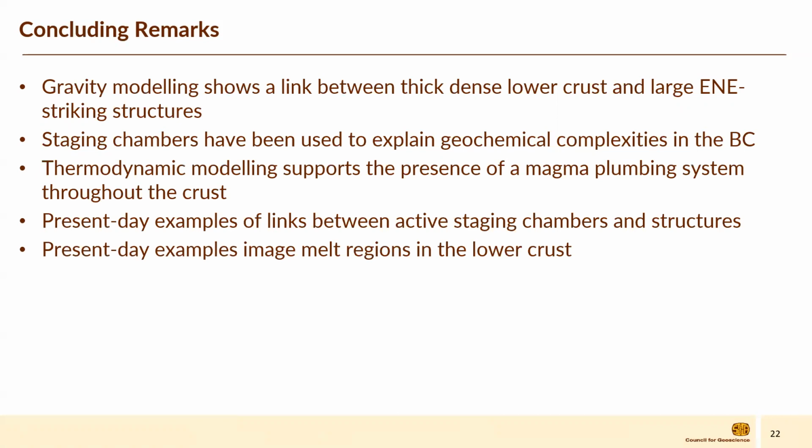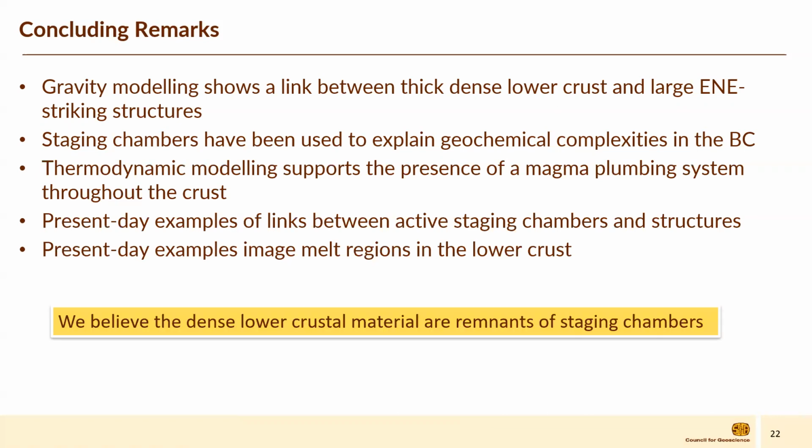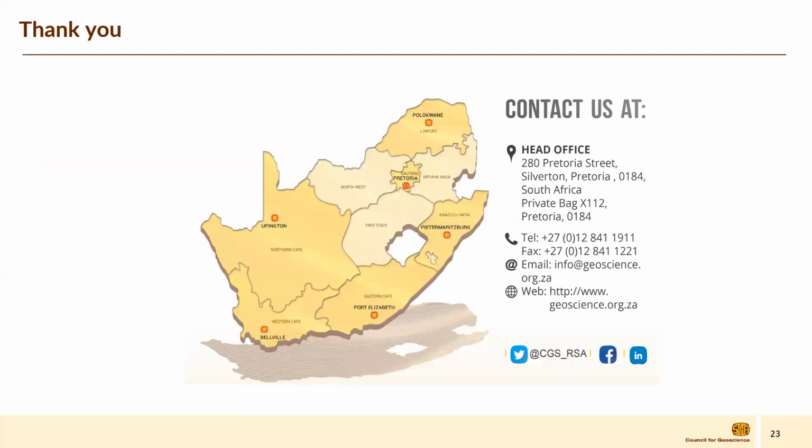We see examples of the links between staging chambers and structures and magma melt regions in the lower crust. So we think that the lower crustal materials are remnants of staging chambers, not just in the Bushveld, but in the Duluth and in the other places we've looked.